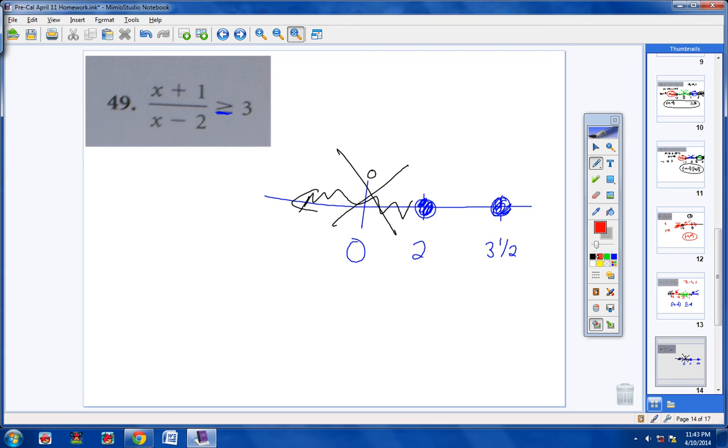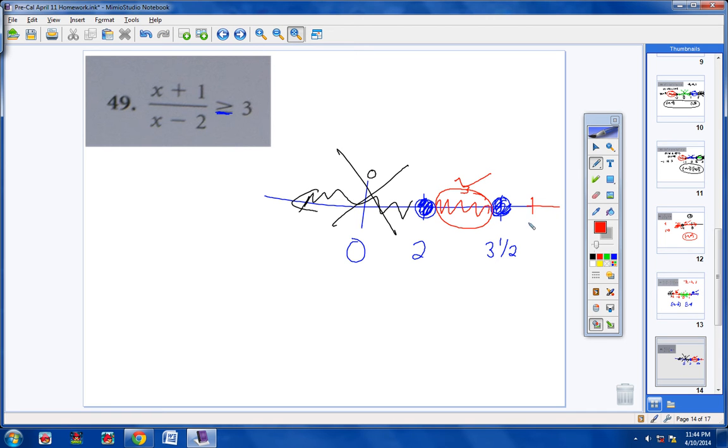Now let's test a number between 2 and 3.5. I'm going to test 3. 3 plus 1 is 4. 3 minus 2 is 1. 4 over 1 is 4. 4 is definitely greater than 3. So this region right here does work. Okay, this region right here does work, check mark.